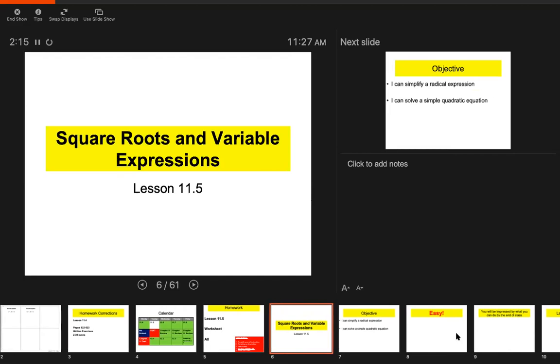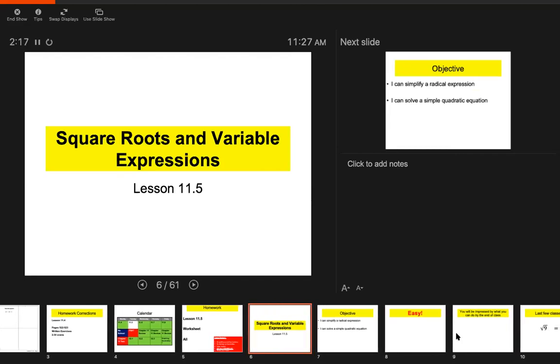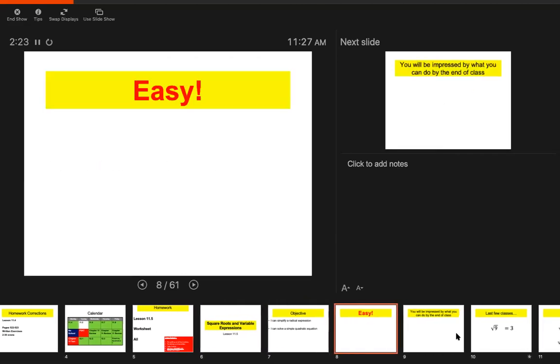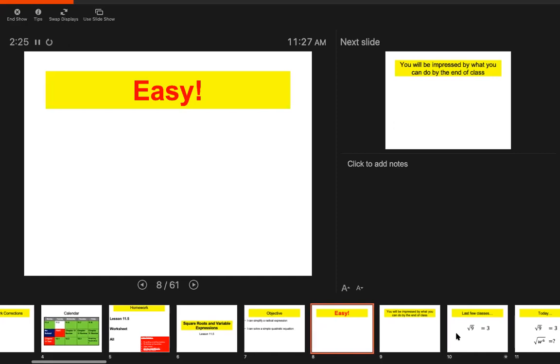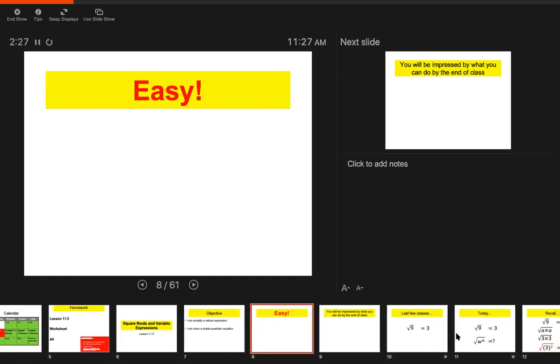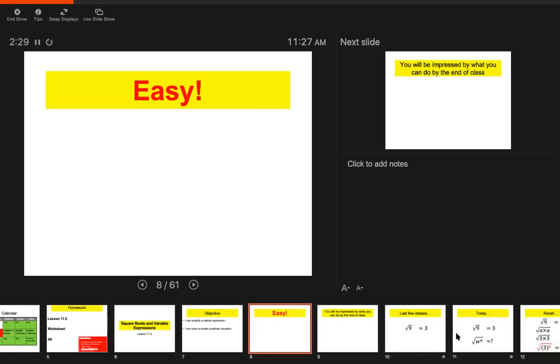And here we go. So we're going to continue the exploration into square roots, but this time we're going to throw in some variables, all right? Throwing in some variables. So I would say that today is an easy class. You will not think it's easy until the very end when you've finished it. But looking at the start, it's going to look like it's really complicated.